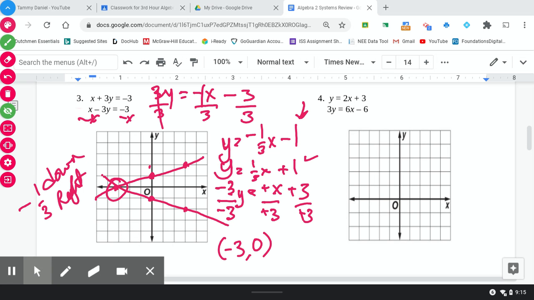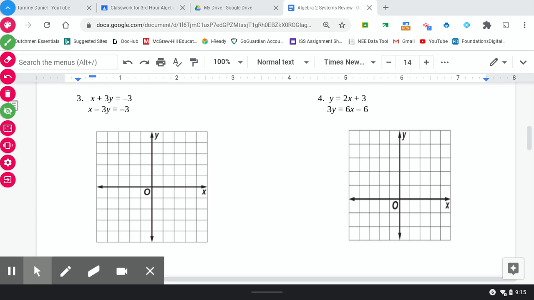Okay. If we come on to number 4, this one's already in the correct form, so we just need to graph it. So we go up positive 3. Oops, let's erase that. Okay, so we go up a positive 3. And then our slope is 2 over 1. And since it's 2 over 1, you go up 2 and right 1.